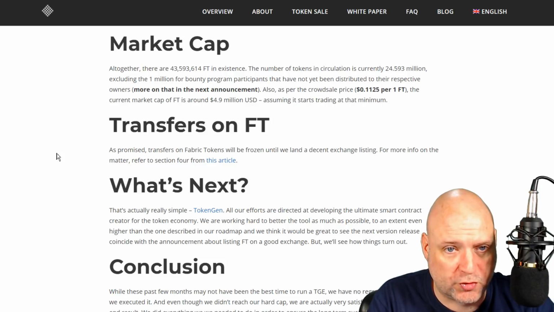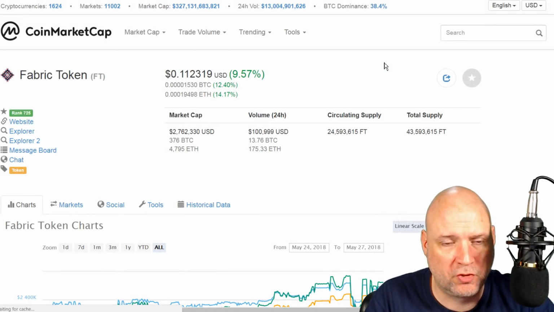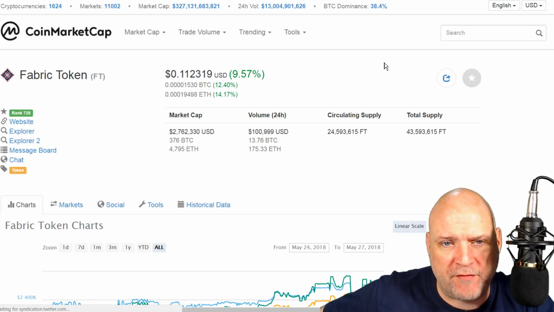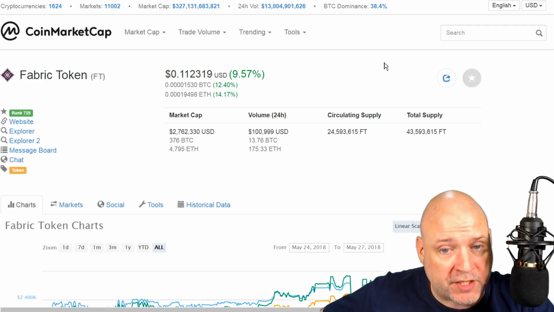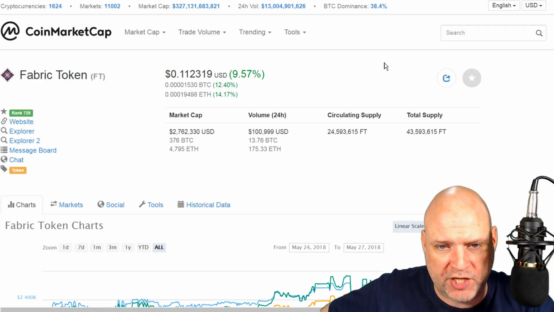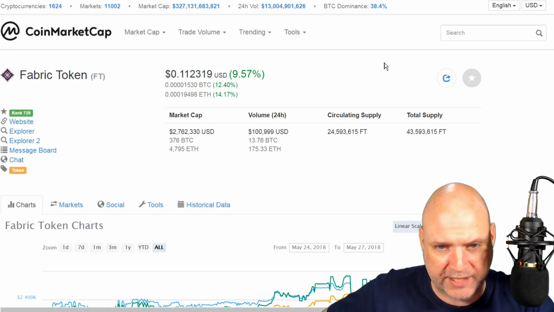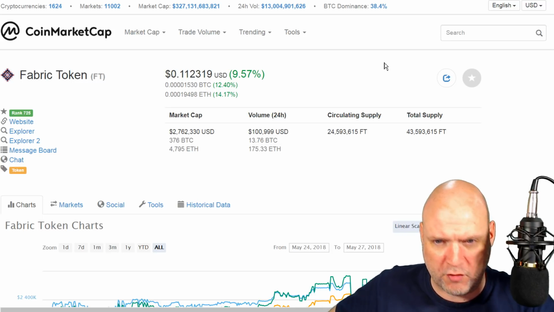So given the total supply and the ICO price of 11.25 cents per token, the total market cap of Fabric token would be around 4.9 million US dollars. So looking at CoinMarketCap, it's a whisker over 11 cents per token, or 1,530 Satoshis. The market cap is a paltry 2.76 million US dollars, but volume is pretty significant for a token that's only on a single exchange, and it's peaking at 175 Ethereum per day. It's about 100,000 US dollars, and it's steadily grown since it hit the exchanges only 3 or 4 days ago.